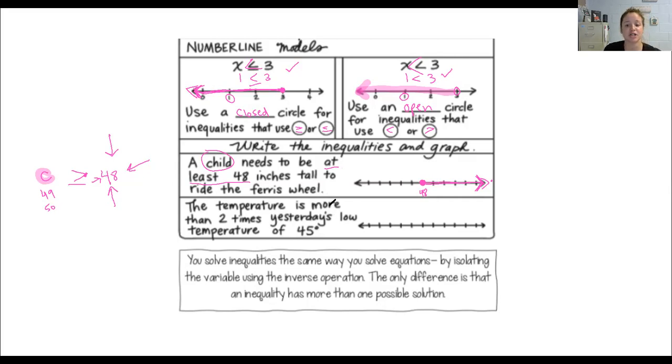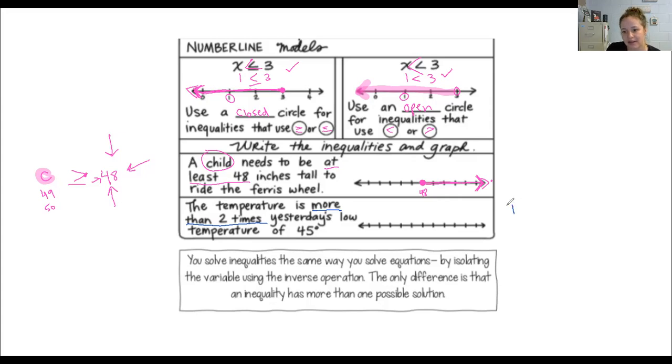It says the temperature is more than, I see a keyword there, I'm going to go ahead and underline it, is more than 2 times yesterday's low temperature of 45 degrees. Okay, so the temperature of yesterday's. And we're talking about the temperature of today. Okay, so first off, what is a variable that I can use in order to represent temperature? I can use T. Let's go ahead and use T. I like to use variables that represent those letters so we kind of have an idea of what they stand for when we get to the end.